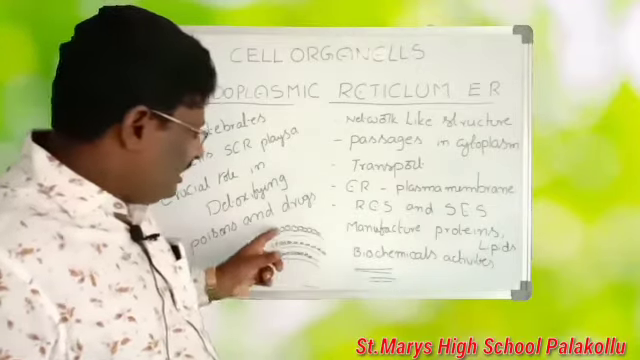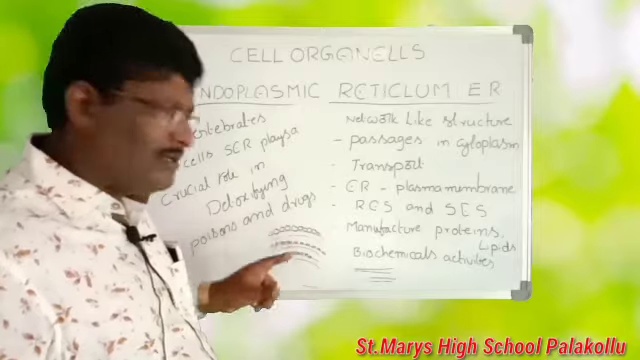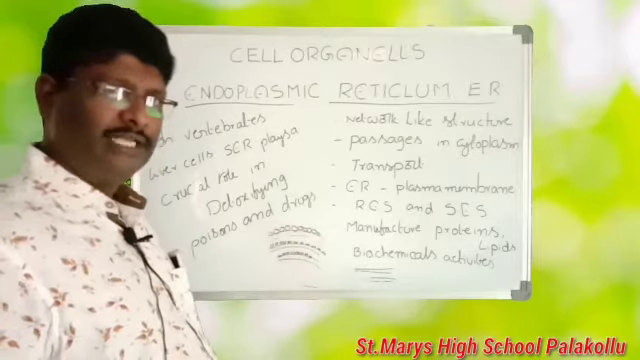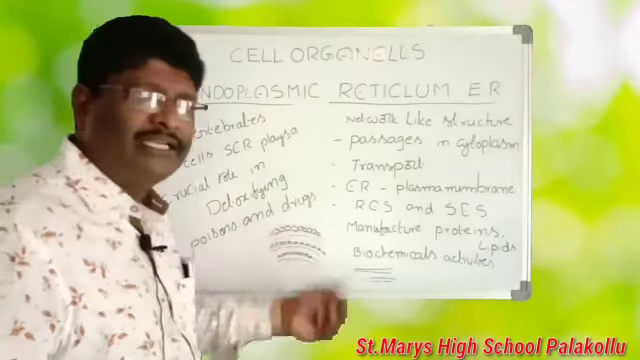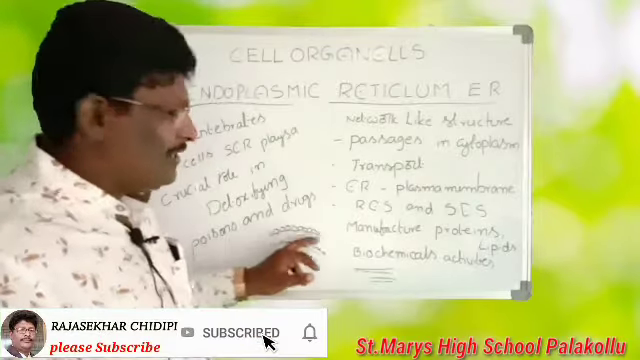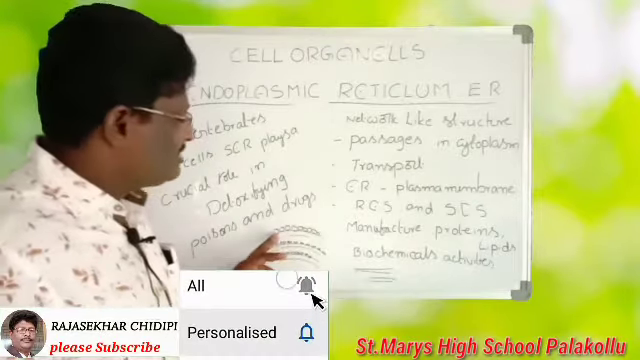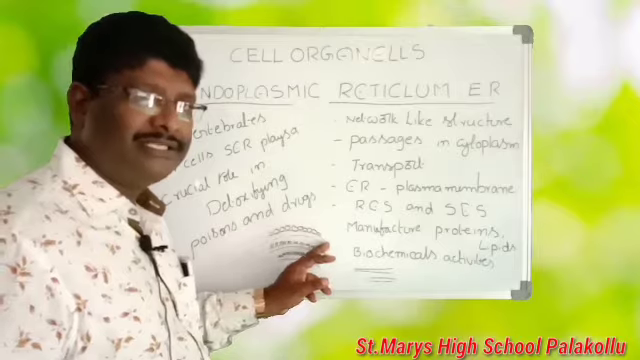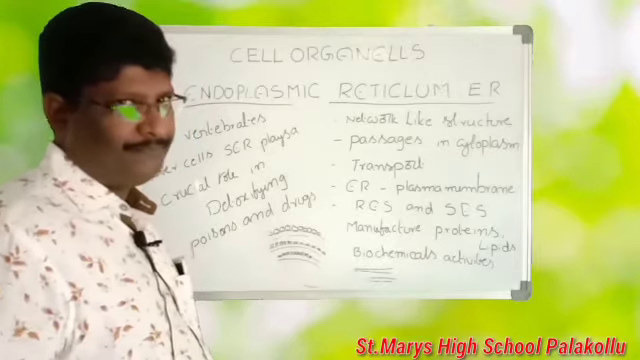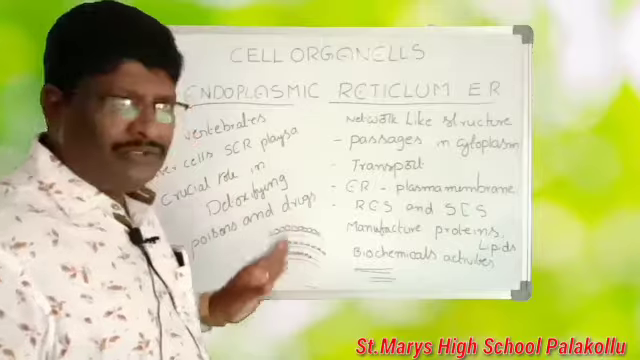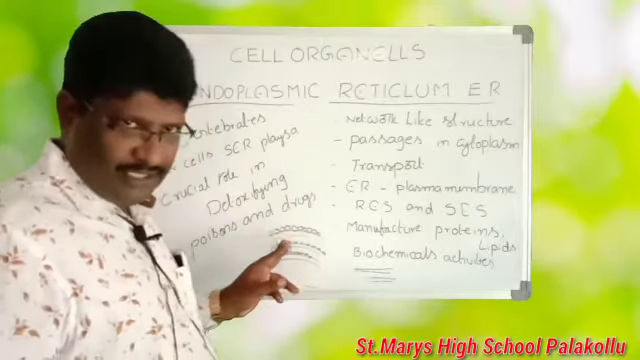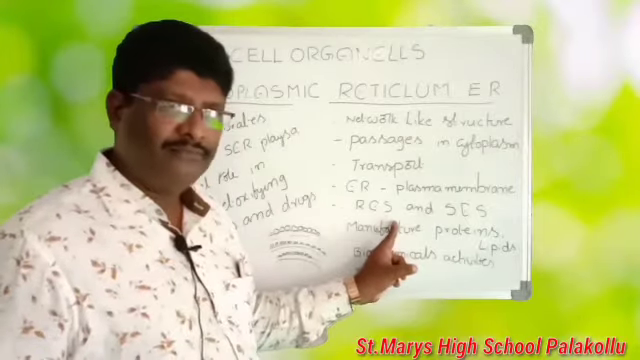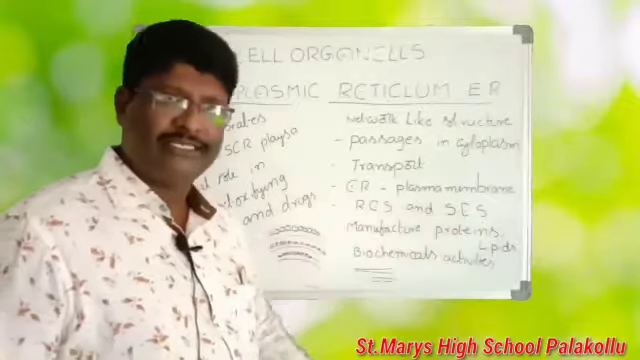So the downward portion, if you observe, it is very smooth. So this lower endoplasmic reticulum is also called smooth endoplasmic reticulum. Why? Because there are no granule-like structures in the downward membrane. Is it right? So according to this nature, the endoplasmic reticulum has two types: rough endoplasmic reticulum and smooth endoplasmic reticulum.